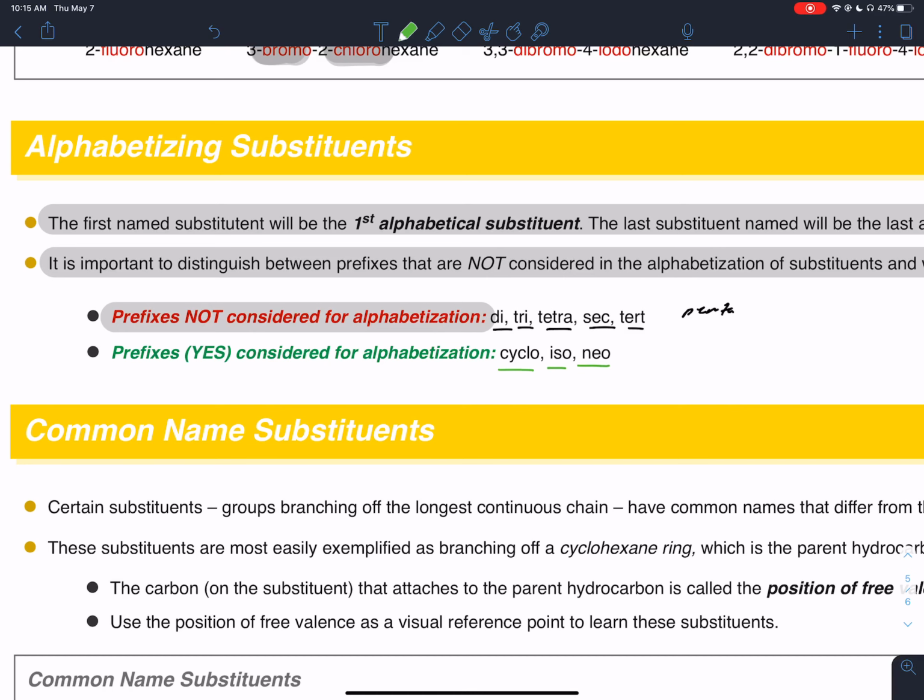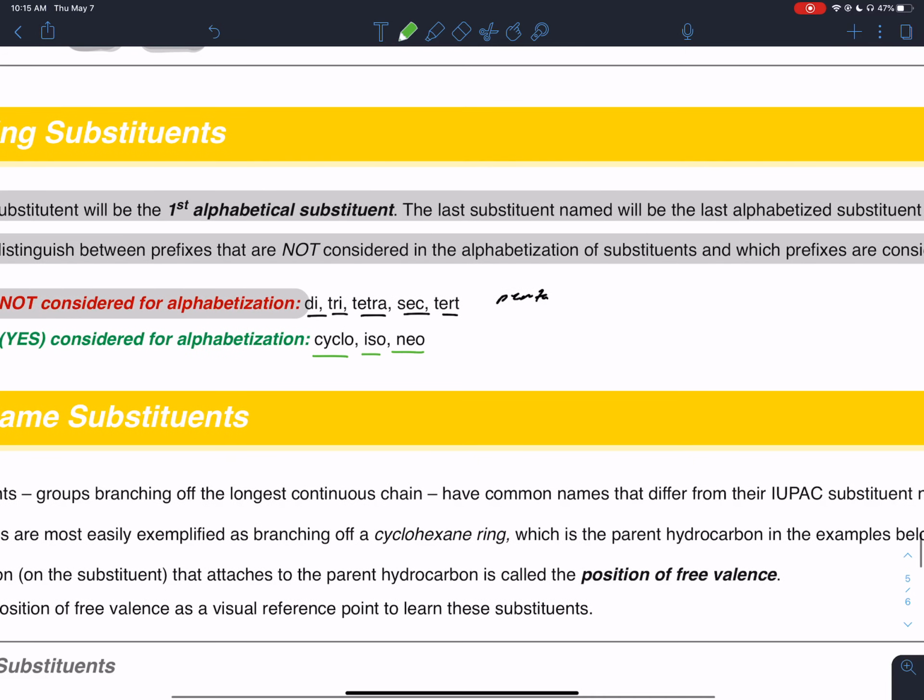Okay? So this is really important because if you looked at, say, a cyclohexane ring, and you had a neopentyl group, and you had, say, a bromo, and you had something like an isopropyl group, we'd say we have a bromo, which is B, isopropyl, which is I, right? And then we have neopentyl, which is an N. And the neopentyl substituent is alphabetized with the N. That is considered. The isopropyl group, it's not the P that is considered for alphabetization, it is the I.